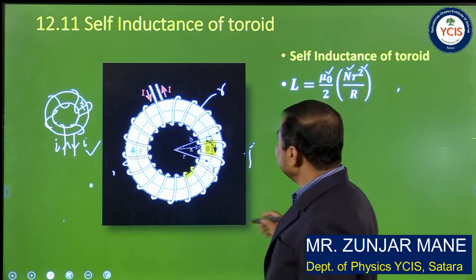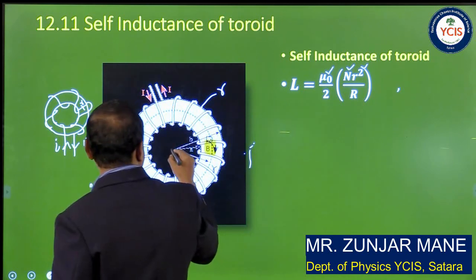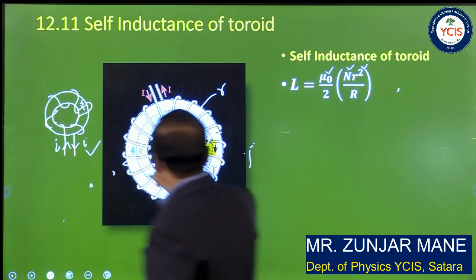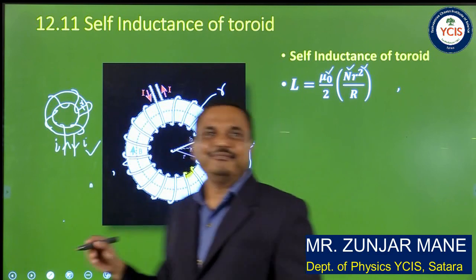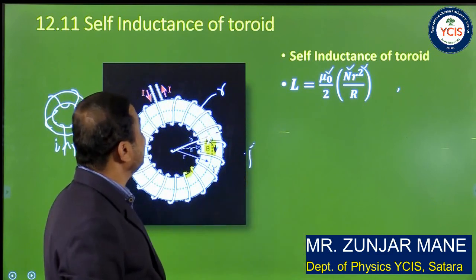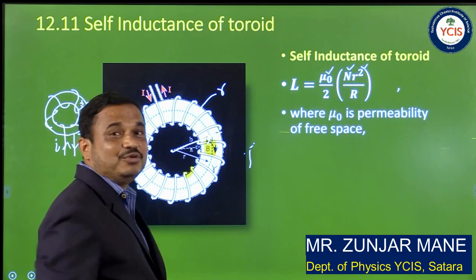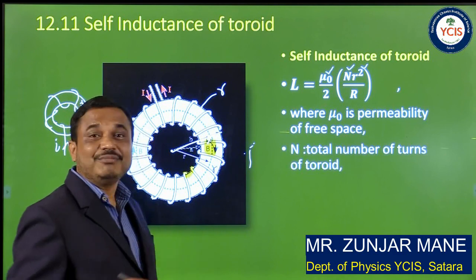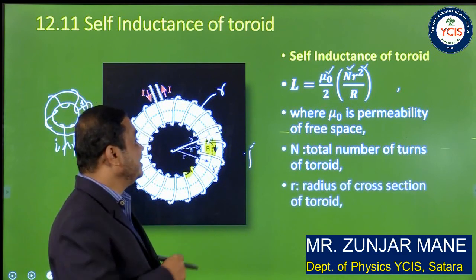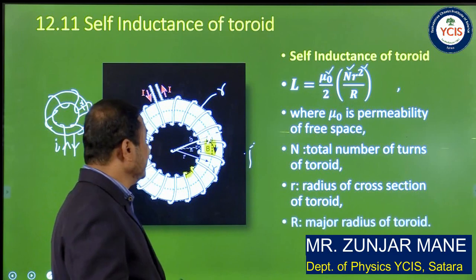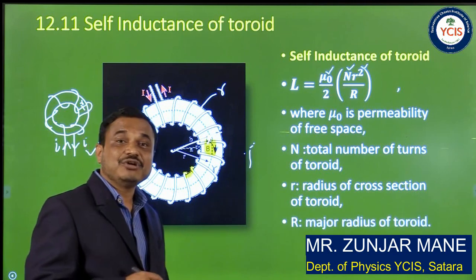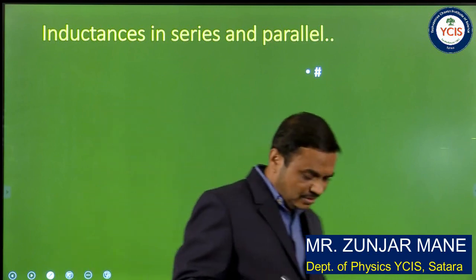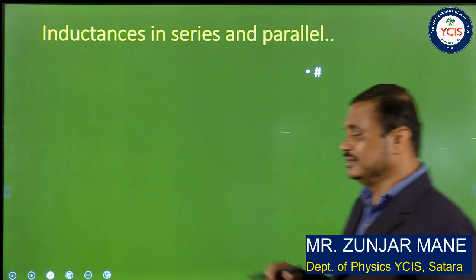And what is capital R? That is the major radius, from the center to its mean axis. So this is the expression for self inductance of toroid, where mu 0 is the permeability of free space, N the total number of turns of the toroid, small r the radius of cross section of the toroid, and capital R the major radius of the toroid. And this is about the self inductance of toroid and solenoid.